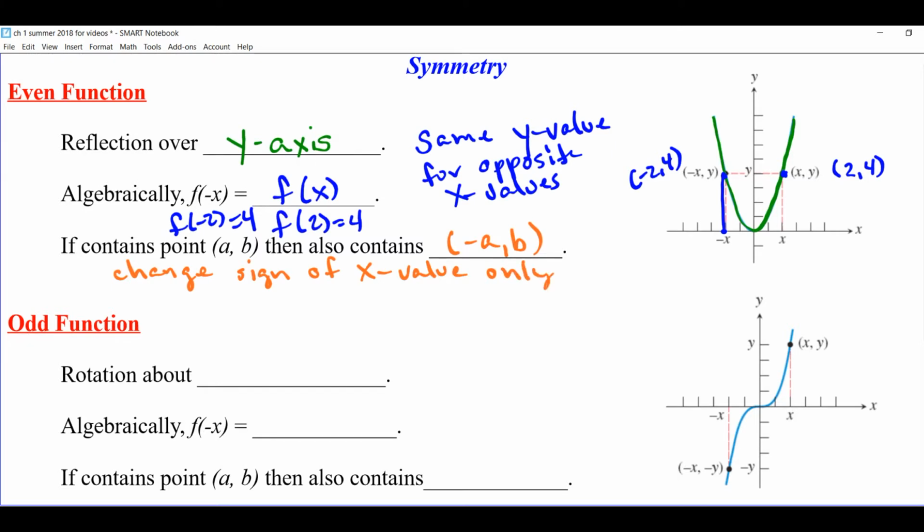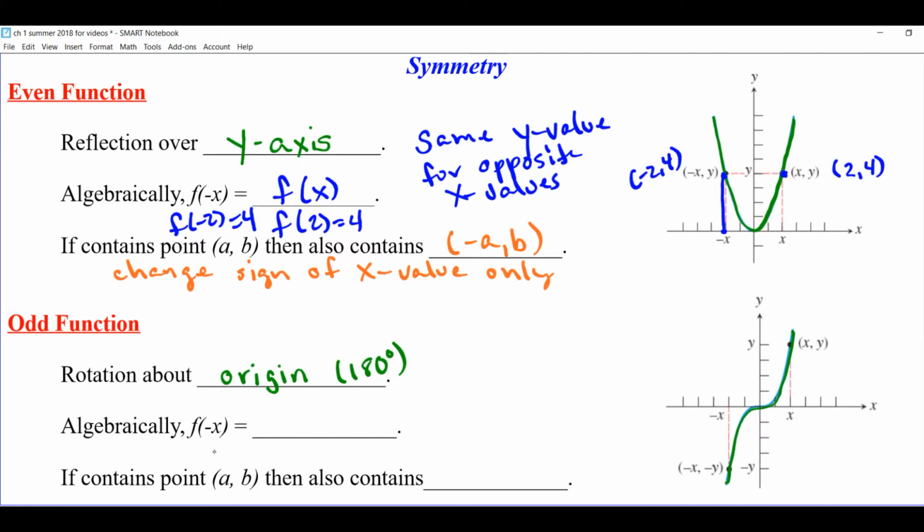The other type of function that we have is called an odd function. This is rotationally symmetric about the origin. So again, I'm going to try to trace this graph here. And in this particular graph, what happens is that if we turn this upside down, we get the same graph. So this is a rotation of 180 degrees. Essentially, look at the graph, completely turn it upside down, and you should get the same graph.